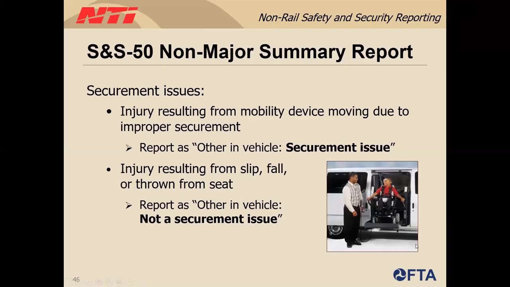All right, so go to the next screen here. Two of the categories on the SNS 50 form relate to securement issues. Securement issues are those that are related to an injury resulting from improper securement of a mobility device, such as a wheelchair or a scooter. So they are reported under the selection that says other in-vehicle securement issue. The other category that says not a securement issue, these are to collect slips, trips, or falls while the person is on the vehicle, or perhaps they were thrown from their seat during a vehicle maneuver such as a hard brake.